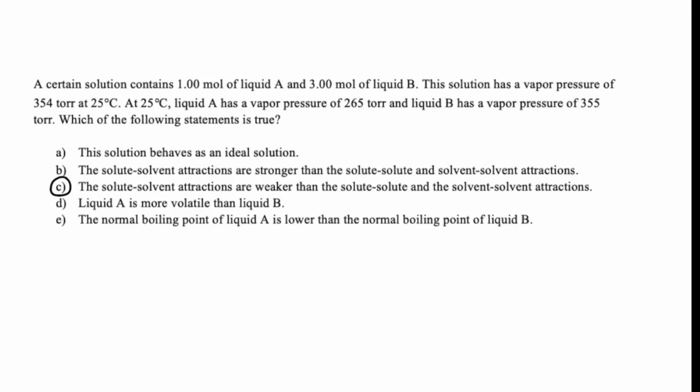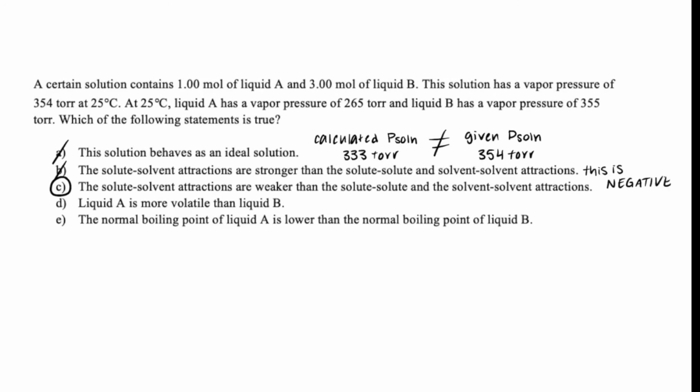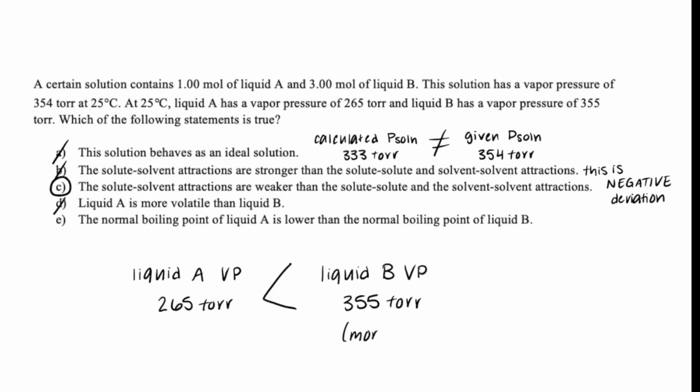Let's break down why the other answer choices are wrong. Choice A is incorrect because our total calculated VP of solution does not match the total VP given. Choice B is incorrect because this is a negative deviation, which is the opposite of what we just found. Choice D is incorrect because B has a higher vapor pressure than A, making it more volatile.